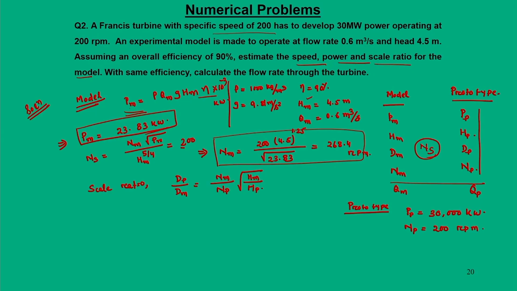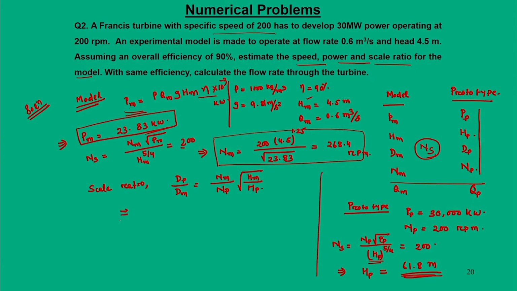So, we need, and we can say NS is equal to NP into square root of PP divided by HP to the power 5 by 4, and that number is 200. And what is not known is HP. This will give you HP is equal to 61.8 meter, because PP is known, NP is known, we do not know HP. So, HP is 61.8 meter.